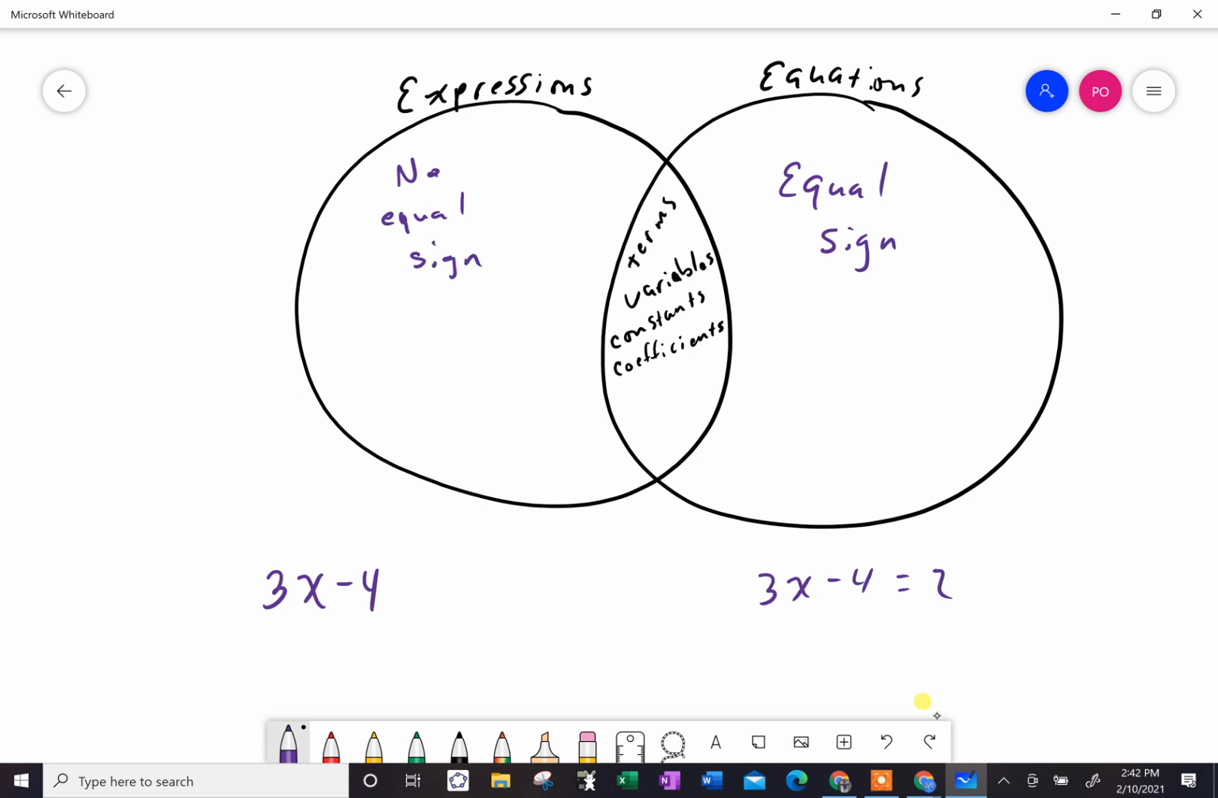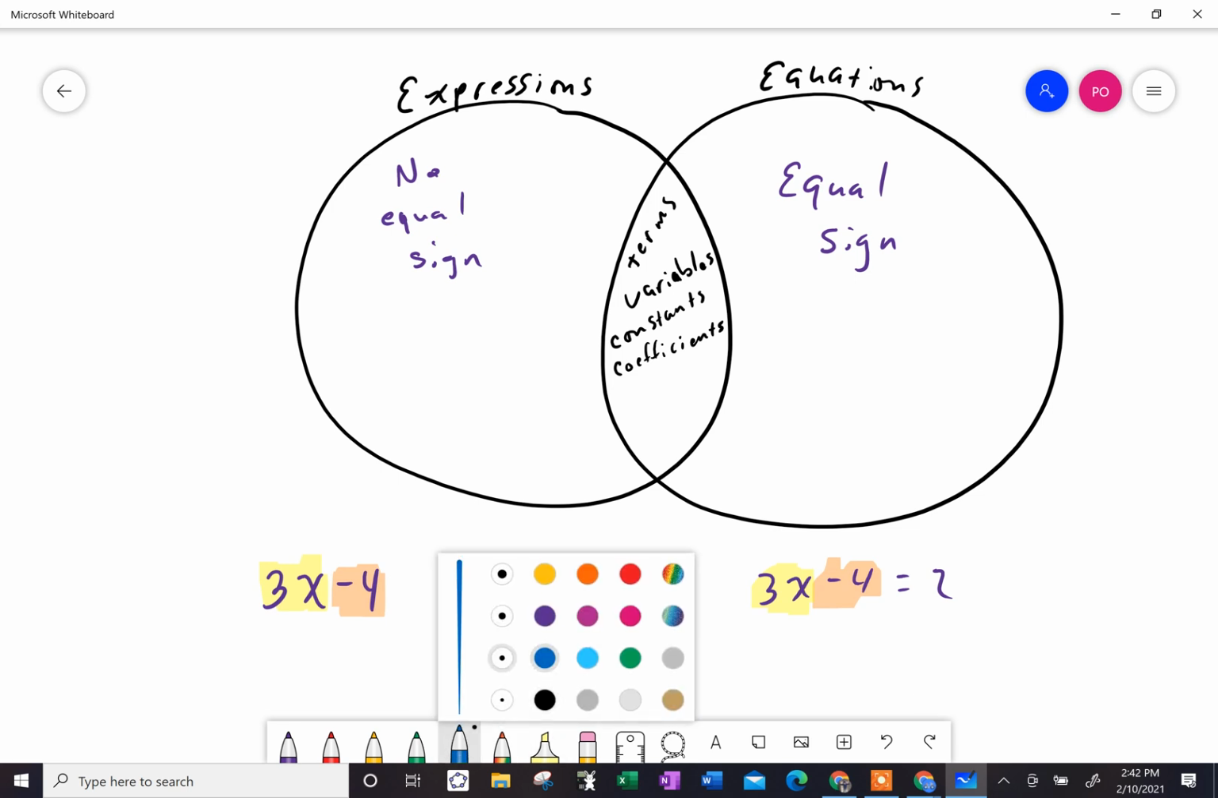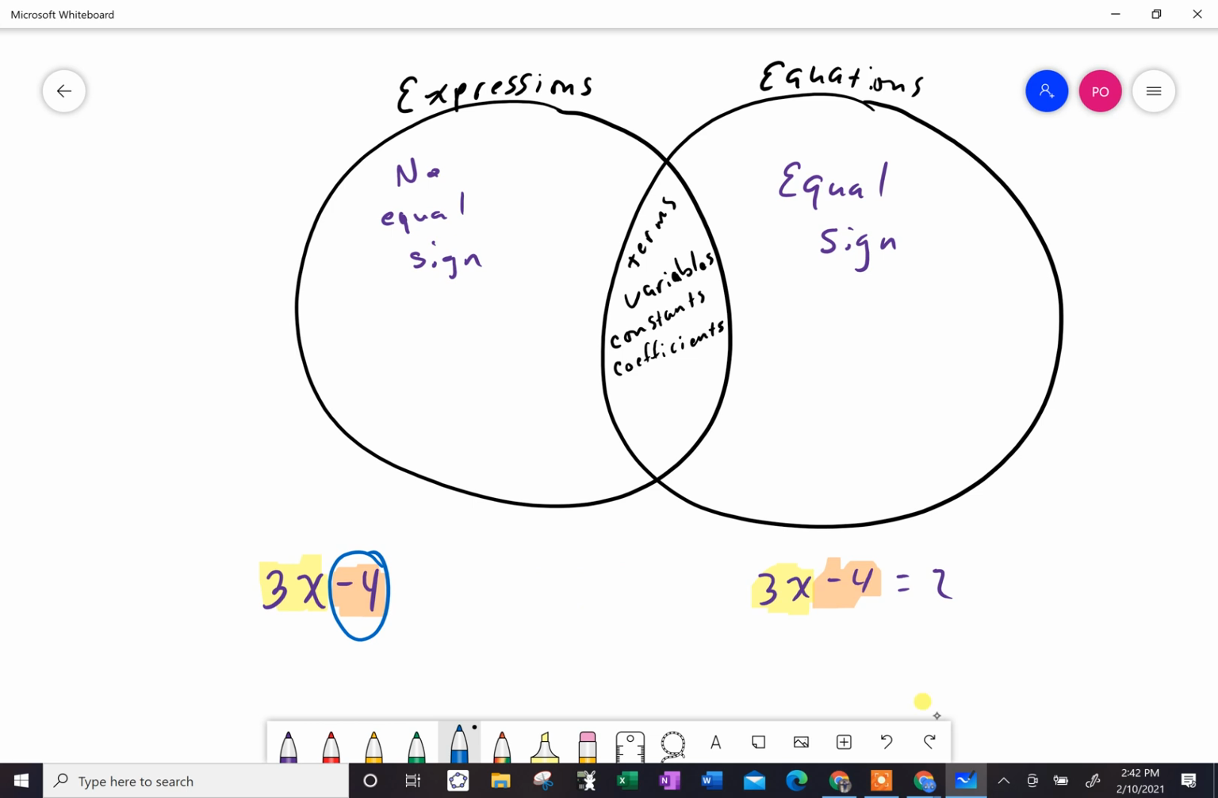First of all, they both have terms. So -4 is a term, 3x is a term, and so these are two terms. They can have constants, which is what -4 is. They have coefficients. 3 is the coefficient of x because it's telling us how many x's we have. That's a coefficient. We have variables. X is a variable.